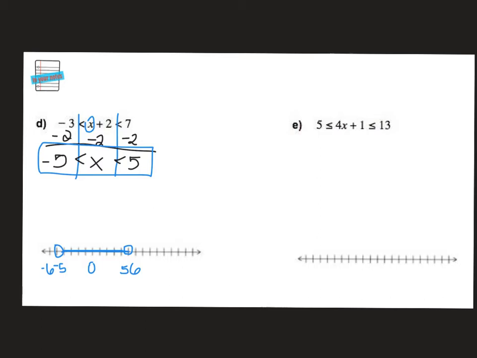All right, our next one here. Again, it looks like an AND situation. I don't see the word OR, and we're dealing with 2 inequalities, and we want to get x by itself. So let's go ahead and subtract 1 from all of our sides here, leaving us with 4 is less than or equal to 4x is less than or equal to 12.